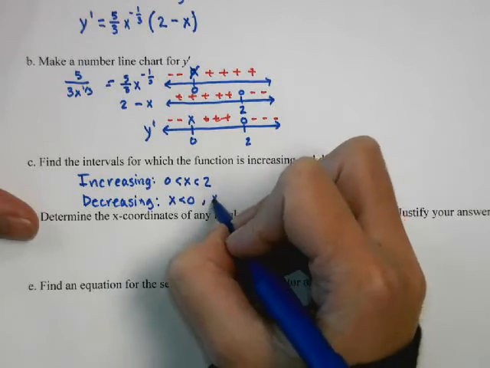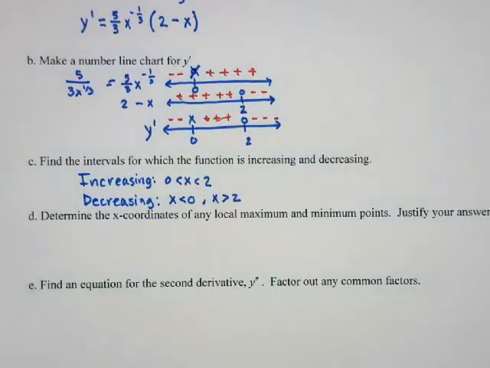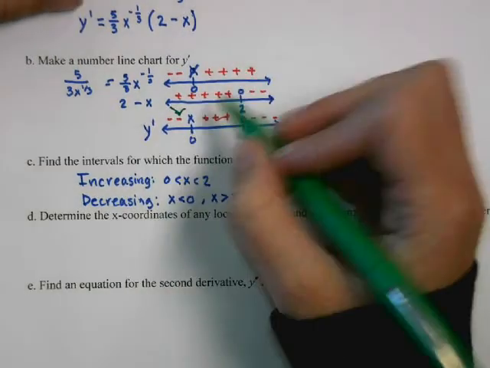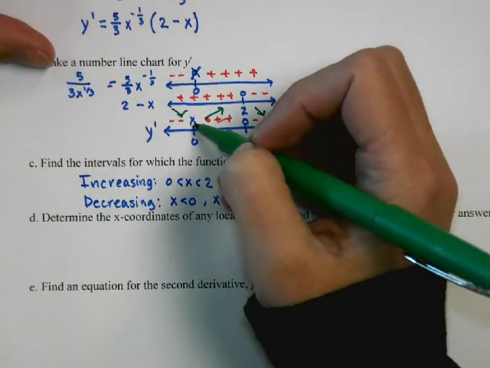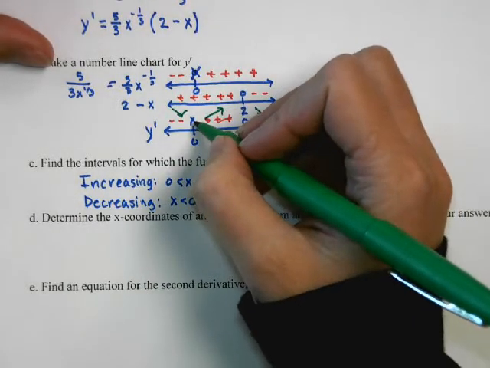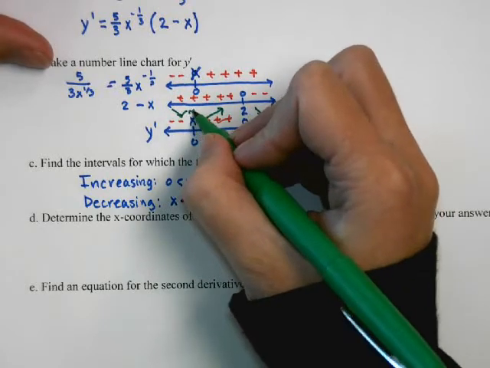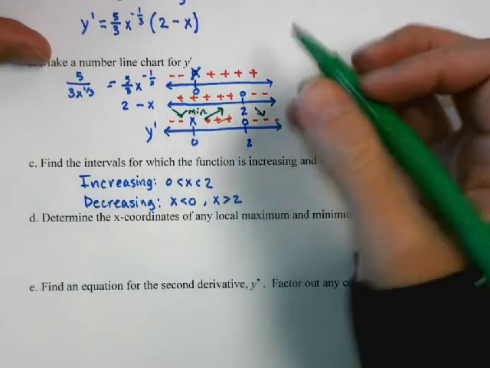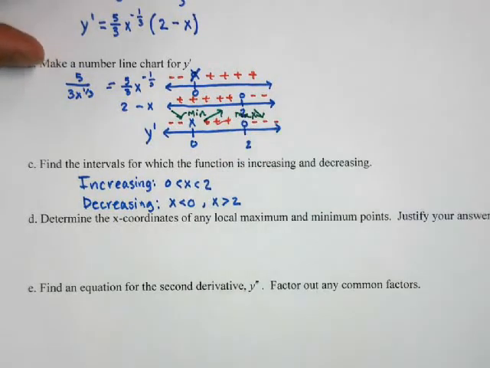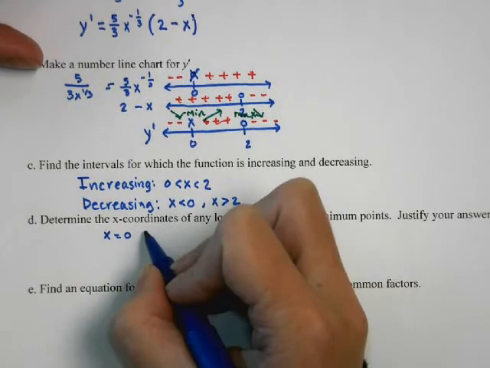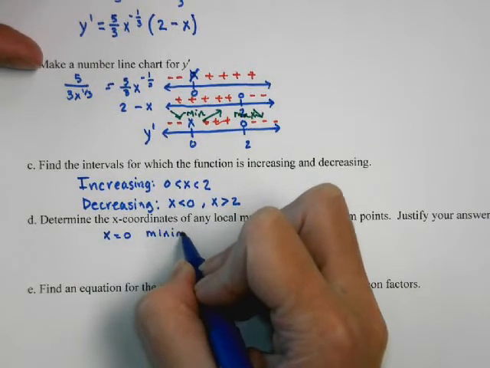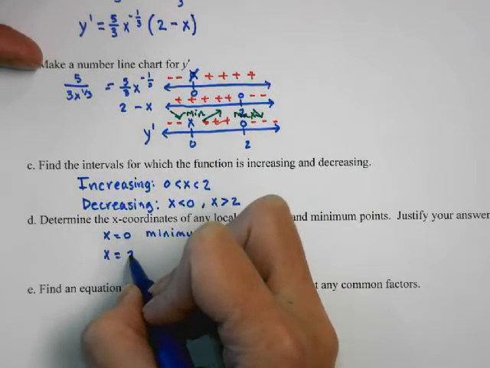So are there any local maximums or minimums? So looking at our graph, it goes down, up, and down. So the original function was defined. So even though the derivative isn't defined here, it still is going to be a minimum because the original graph is continuous. This is going to be a maximum. So when x equals 0, we have a minimum. When x equals 2, we have a maximum.